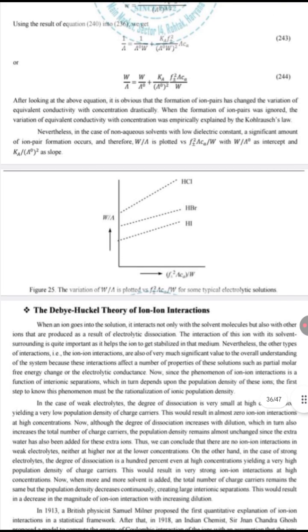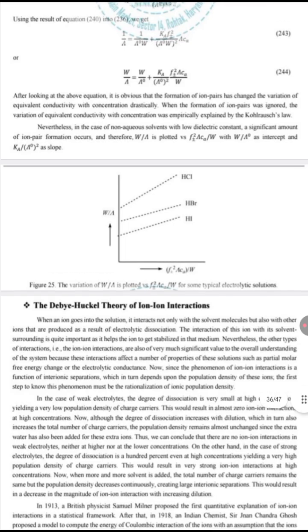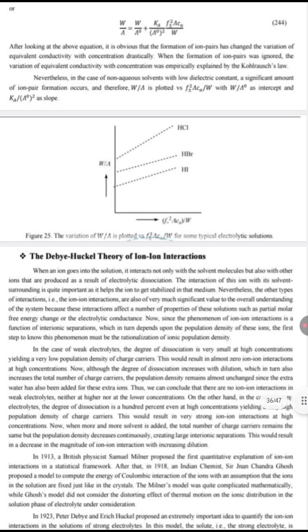Using the result of equation 240 and equation 236, we get 1 by lambda equals 1 by (lambda naught w) plus Ka into (f plus minus) square divided by (lambda naught omega) the whole square into lambda Ca, equation 243, or w by lambda equals w by lambda naught plus Ka into (f plus minus) square plus lambda Ca divided by lambda naught square into omega, equation 244.